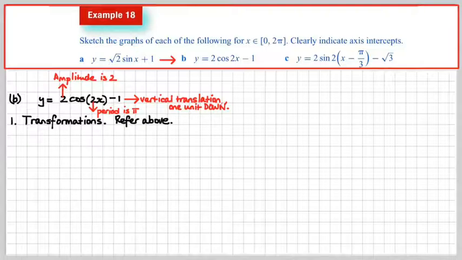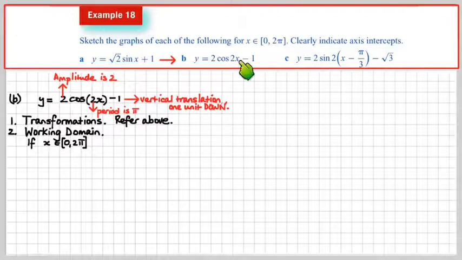So yes, we've got a general lie of the land. And we've got to go from 0 to 2 pi. That's our domain. Now here's where you've got to work out a working domain. See this beastie here?